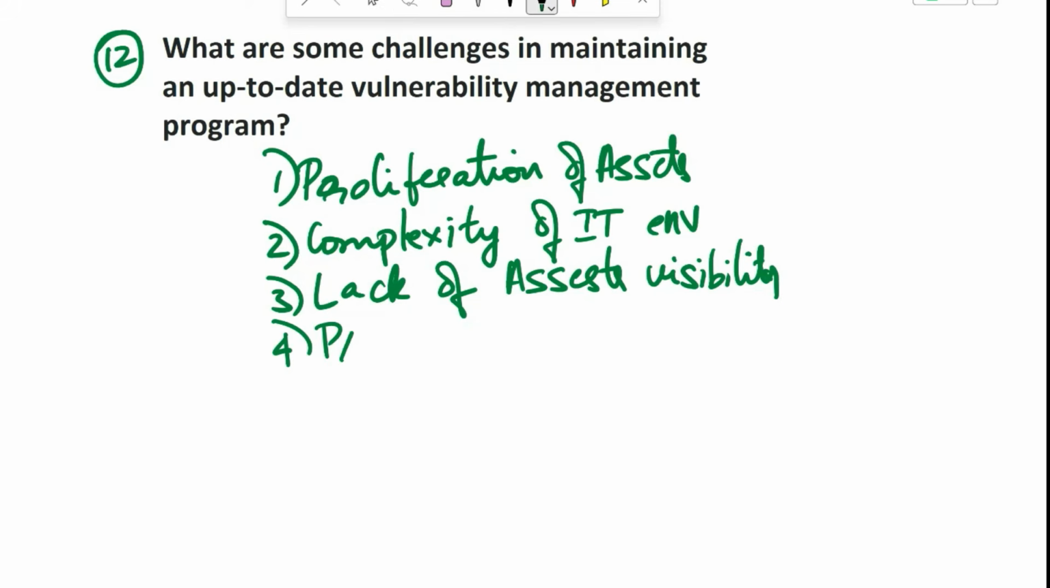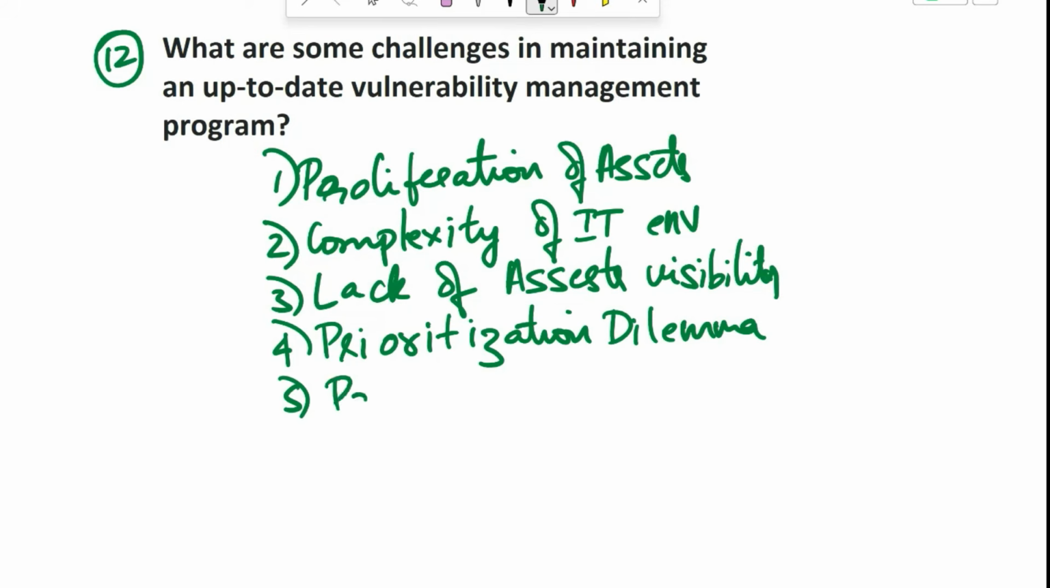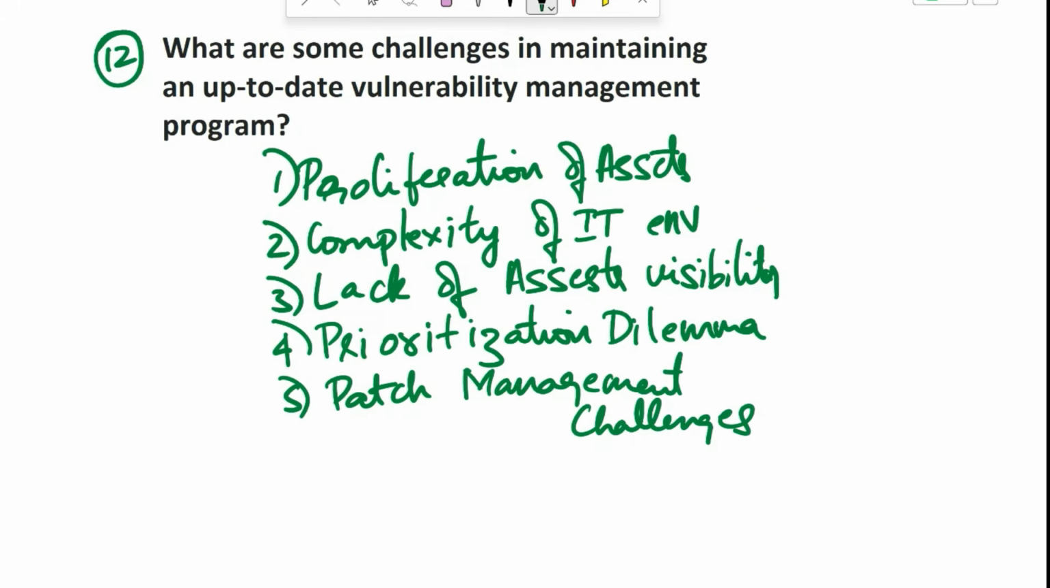Fourth one is prioritization dilemma. Identifying and prioritizing vulnerabilities based on severity and potential impact requires careful assessment. Limited resources may lead to difficulties in deciding which vulnerabilities to address first. Next is patch management challenges. Applying patches to vulnerabilities in a timely and efficient manner can be challenging. Some vulnerabilities may require significant testing before deployment to prevent disruptions.